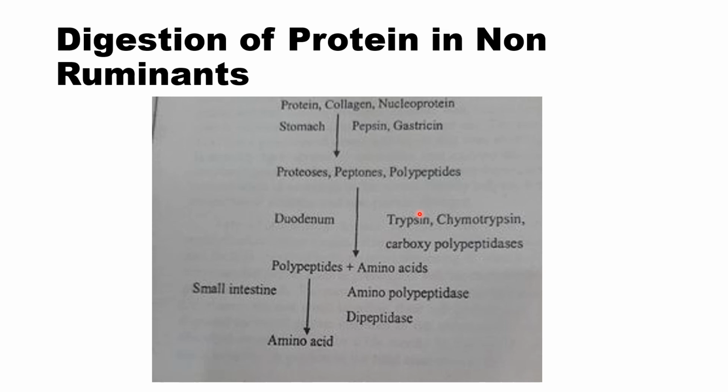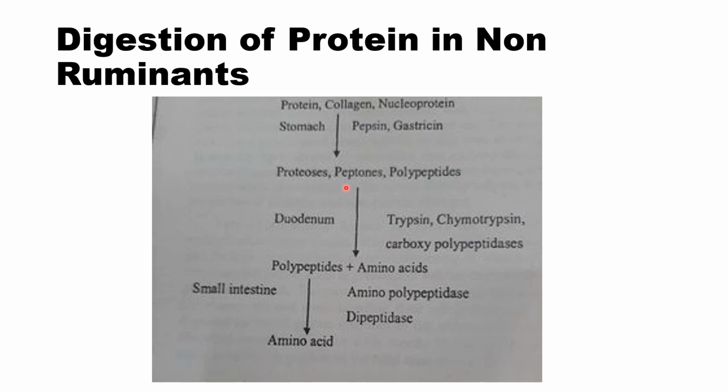Ito yung parang breakdown ng digestion ng protein in non-ruminant. So first, you have mga protein, collagen, nucleoprotein, all of these are proteins. So, again, sa mouth, walang magaganap na protein digestion, pero mag-start yon sa stomach. So, you have yung pepsin and gastricin. Now, this pepsin and gastricin, they will break down this protein, collagen, nucleoprotein into proteases, peptones, and polypeptides. So, nangyayari ito sa stomach.